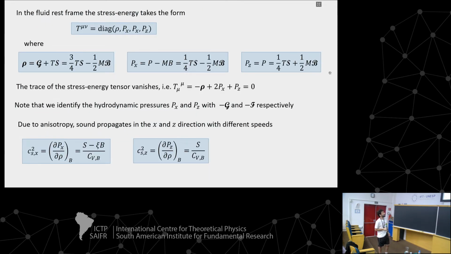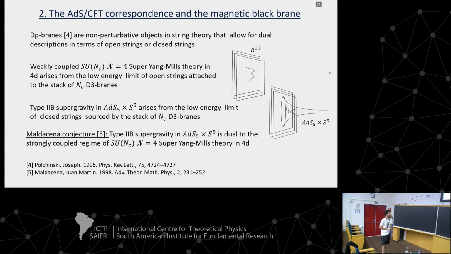Okay, let me proceed. So I was saying that there is anisotropy because of the magnetic field, so the pressures are different, and the difference between the pressures is related to magnetization. You can also calculate the speed of sound along the direction of the magnetic field, the Z direction, or along the transverse directions as well. And they are related to entropy, specific heat and the pyromagnetic coefficient. And now let me talk about the magnetic brane, how it arises in AdS/CFT.